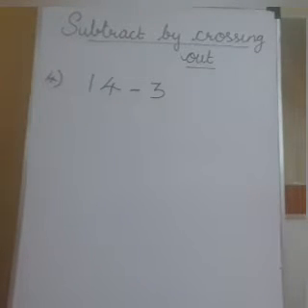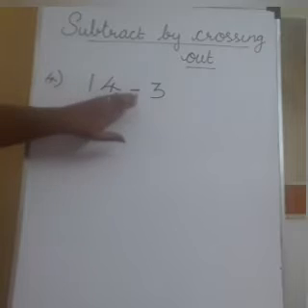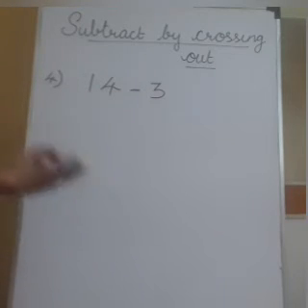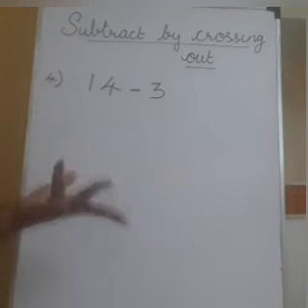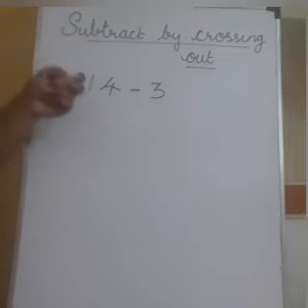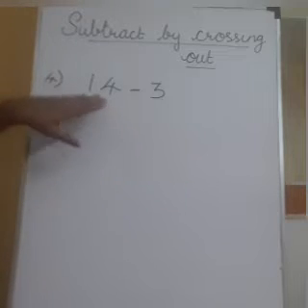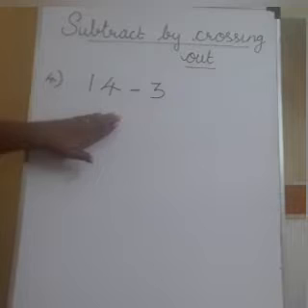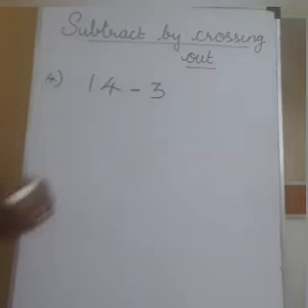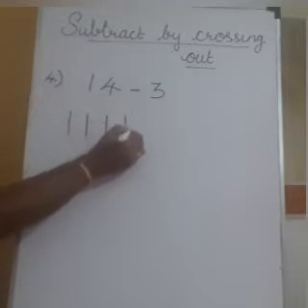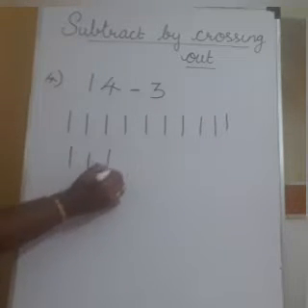Look at this. The fourth question is 14 minus 3. Dear kids, can you tell me what we can do first? Yes, we want to draw lines. How many lines? Yes, 14 lines. We are going to draw 14 lines because 14 is the first number. 1, 2, 3, 4, 5, 6, 7, 8, 9, 10, 11, 12, 13, 14.